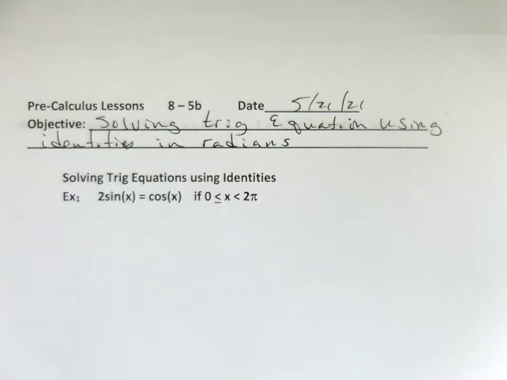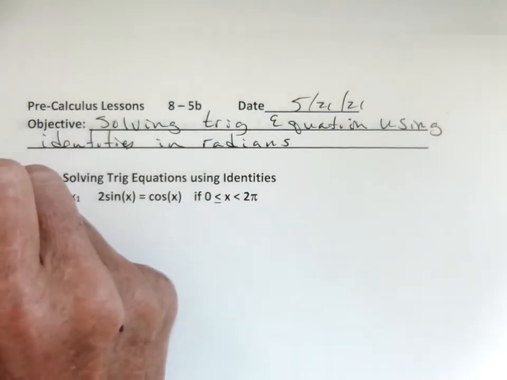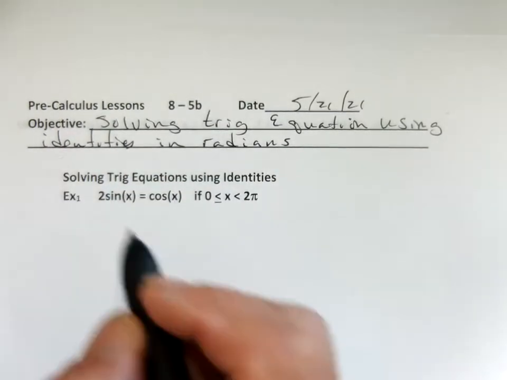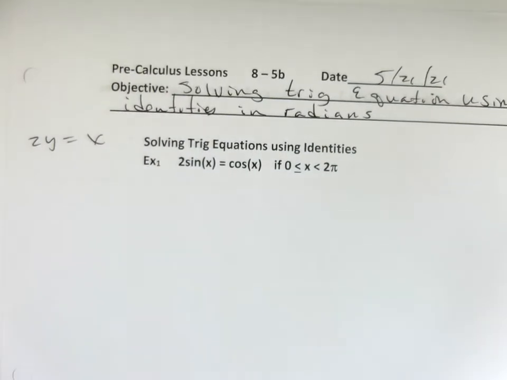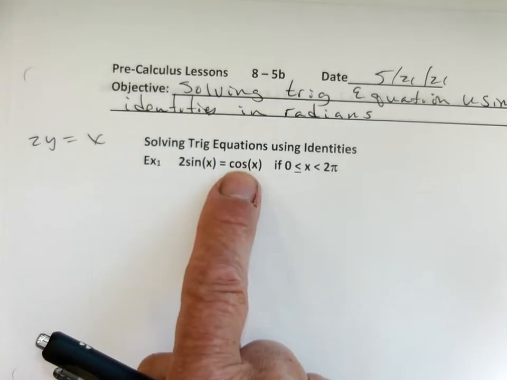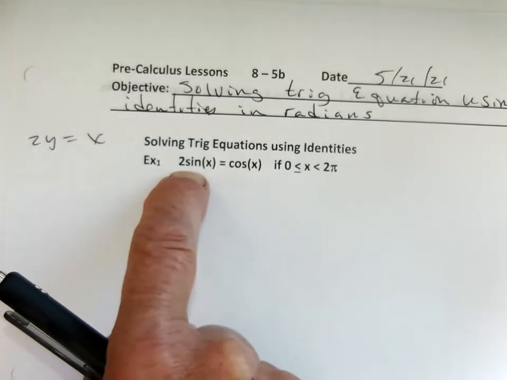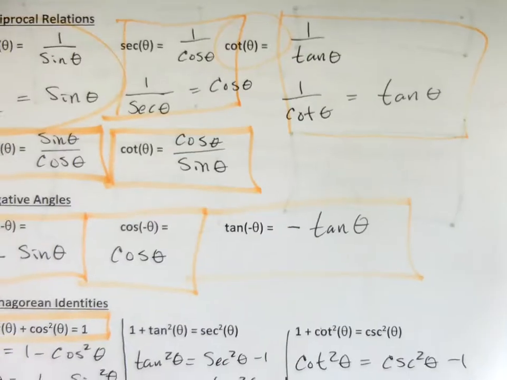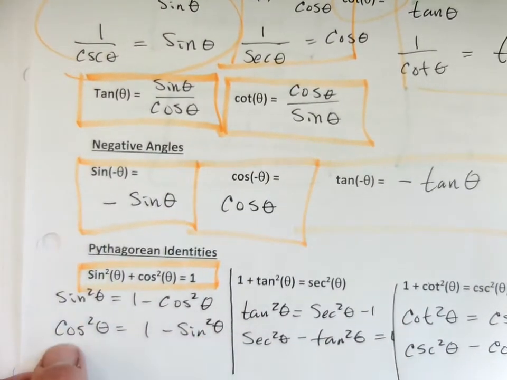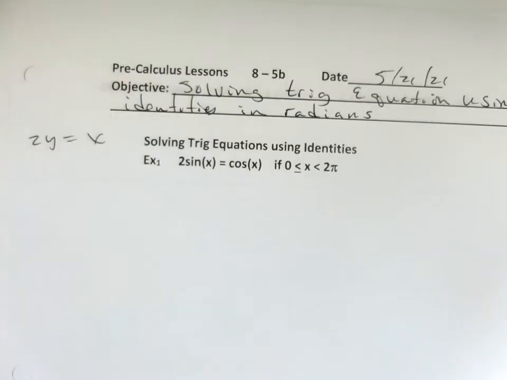So example 1. It's like x's and y's. You've got, in a sense, a 2 sine x equals a cosine x, and you're supposed to solve, and you can't, because you've got two different variables. You either have to change a cosine into a sine or a sine into a cosine, but you can't because it's not sine squared. If it was a sine squared or a cosine squared, I could change it, but it's just sine and cosine.